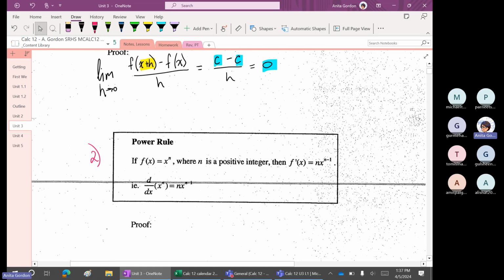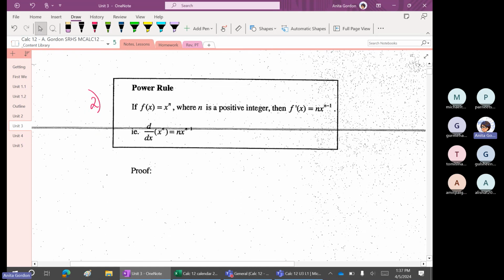The power rule is when you have a function, essentially a polynomial, where you have some kind of a variable x that has an exponent n for pretty much any n. The derivative is identified by n times x, and now we reduce the power by 1, n minus 1.